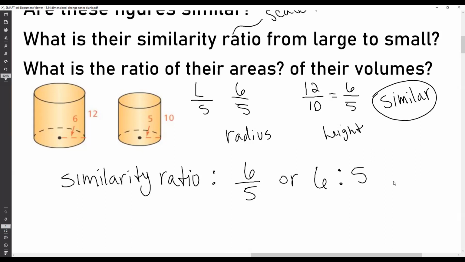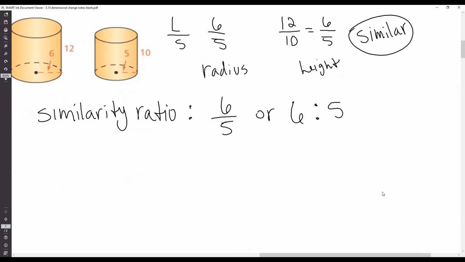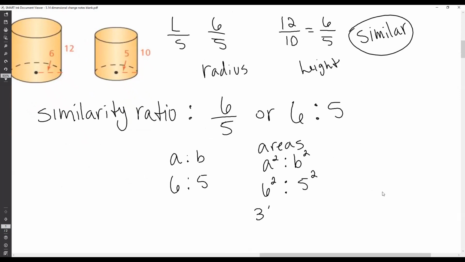And then now they want us to know the ratio of their areas and of their volumes. Well, remember, your dimensions are just A to B, right? A to B. So we have 6 to 5. Your areas would be A squared to B squared. That's their ratio. So we have 6 squared to 5 squared. So 36 compared to 25.